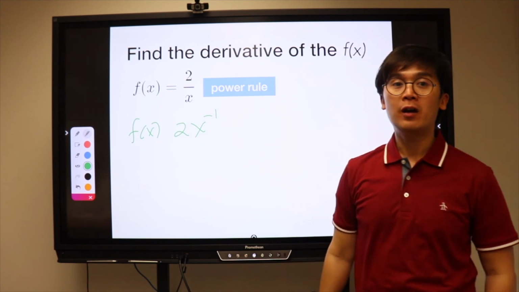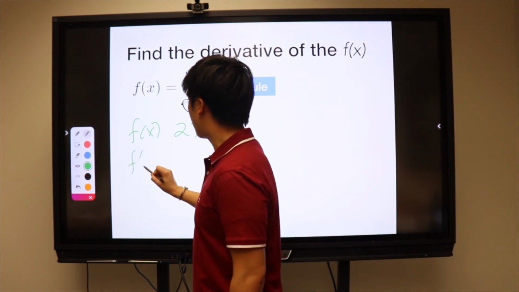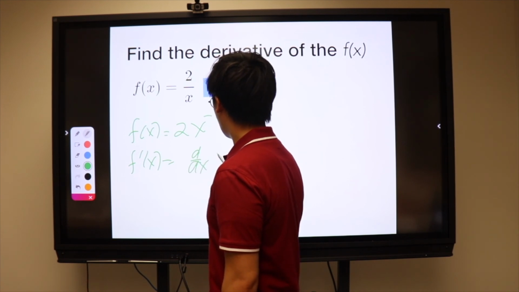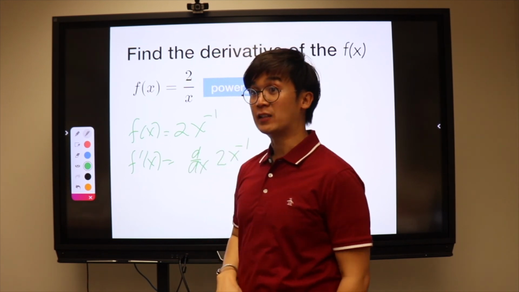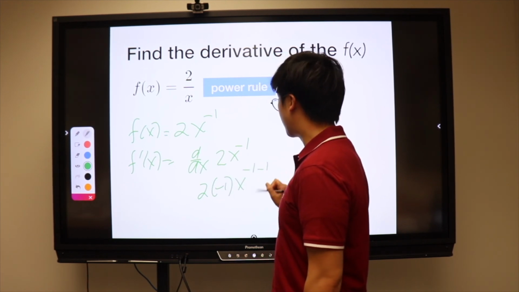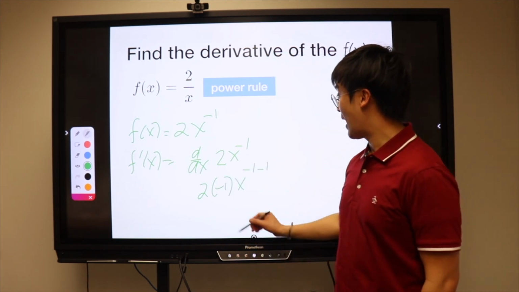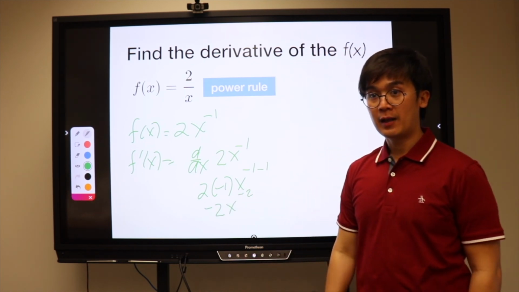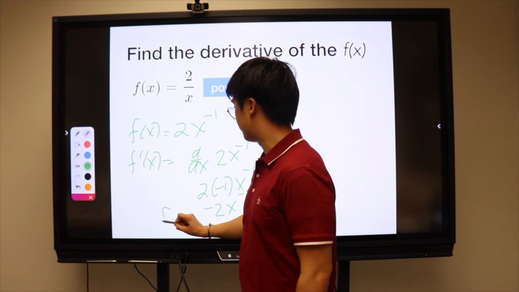Okay. So now, you can do f prime of x, because now you can take the derivative of 2x to the negative 1. And to do that, bring down the exponent, minus 1 in your exponent. And you'll have negative 2x to the negative 2, and that is your f prime of x.